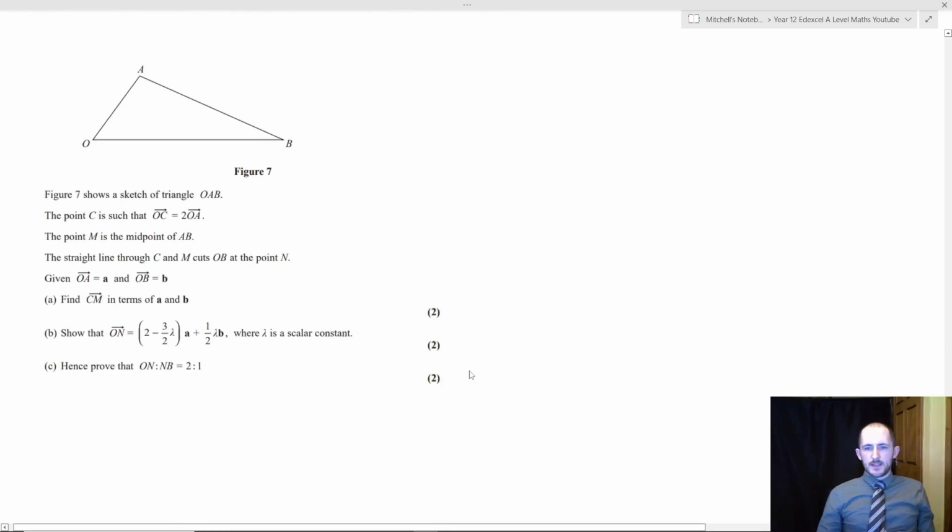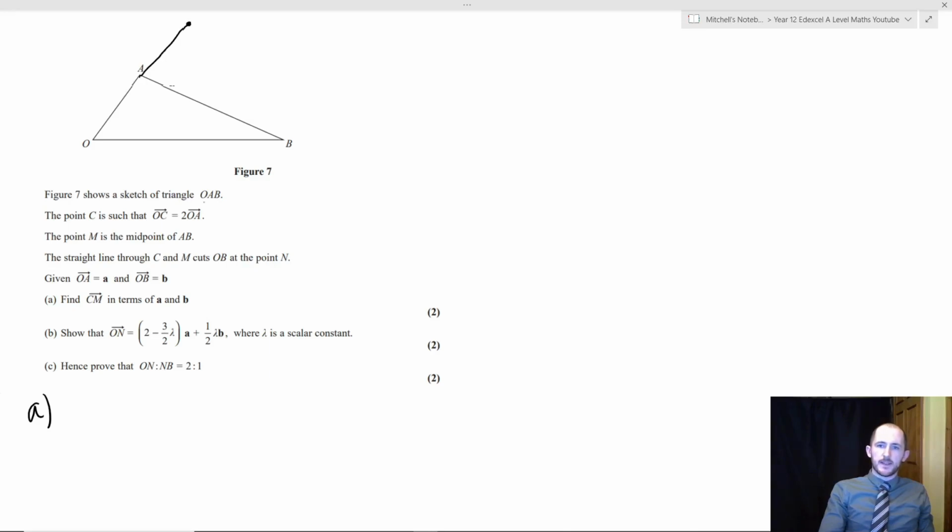Now here's where things get a bit more freaky. So the other 2020 question was honestly pretty hefty. Again, it's only 6 marks though. So point C is such that OC is equal to twice OA. So it might be good to just add on this thing here, where that is point C. Okay? And then what we can also do is add a big shape. And it also says point M is the midpoint of AB, so let's draw M.